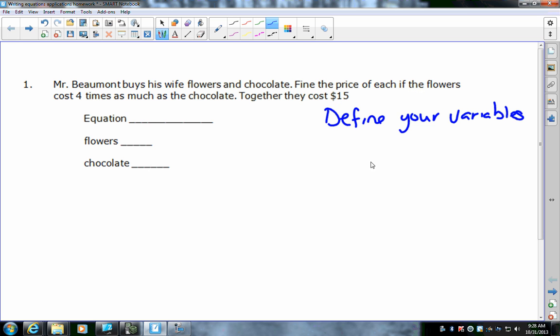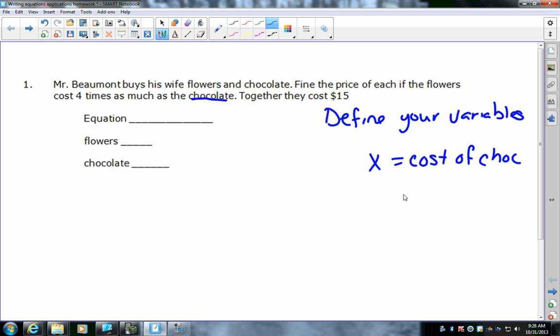Now, defining my variables, I'm going to use X, and I need to figure out what that's going to be. So if I look here, Mr. Beaumont's going to buy his wife flowers and chocolate. Find the price of each if the flowers cost 4 times as much as the chocolate. Do we know what the chocolate costs? No, so X is going to equal the cost of the chocolate.